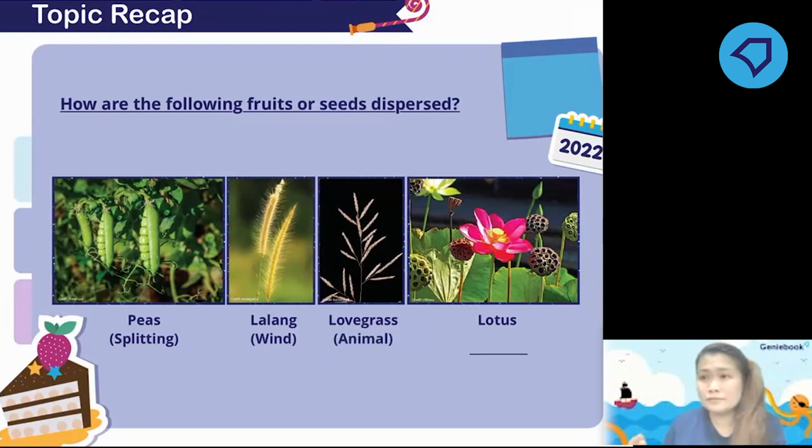Then lotus. What about lotus? We are looking at how the seeds are being dispersed, like how you can see over here. Like all the seeds inside here, how the seeds are being dispersed, how the fruits are being dispersed. They are being dispersed by water. Don't think about it. They are living in the water. Right? Lotus is a water plant, so it lives inside the water.